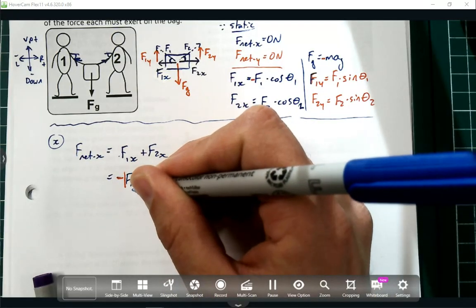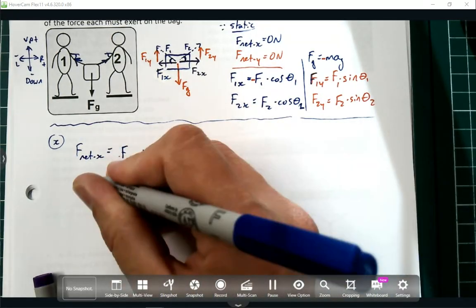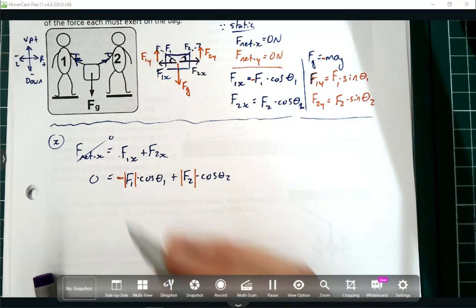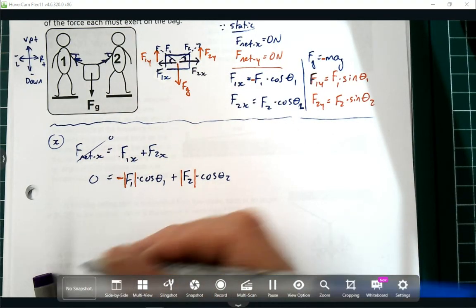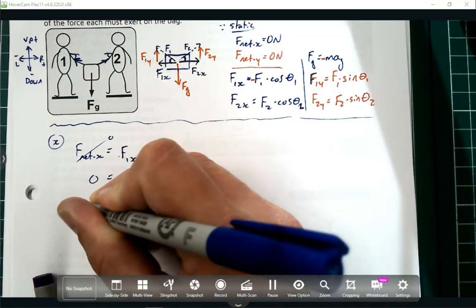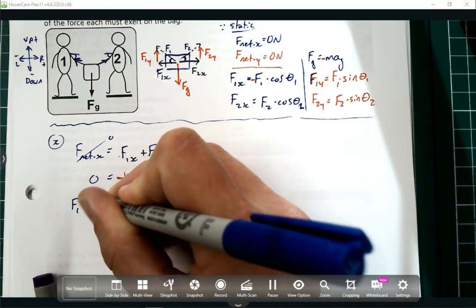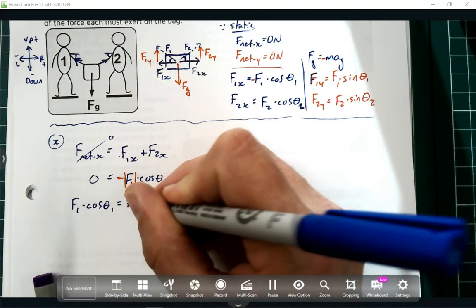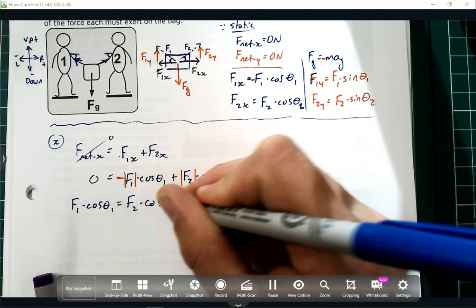Now I know this was 0 because it's static. So the easiest thing to do here is to take the negative term over to the other side, and that makes it into a positive term. F1 times cosine of theta 1 equals F2 times cosine of theta 2.